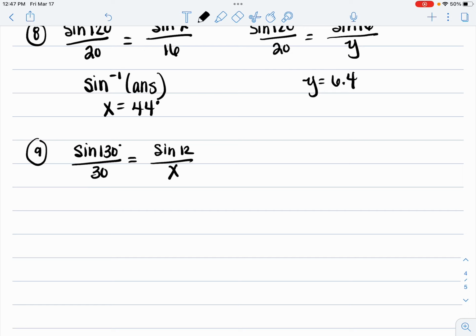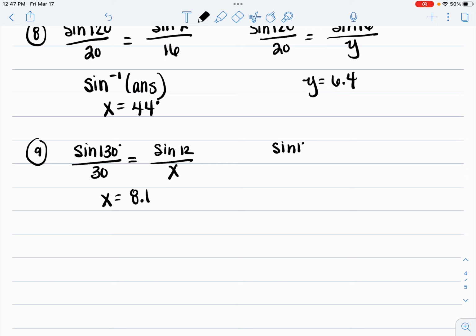And then again, going to cross multiply. So 30 times the sine of 12. And then I'm going to divide that by the sine of 130. And that does give me 8.1. So that's the x value. And like has happened all of the other times, I do need that other angle. So 130 plus 12 subtracted from 180 is going to give me 38. So that other angle that's across from y is 38 degrees.